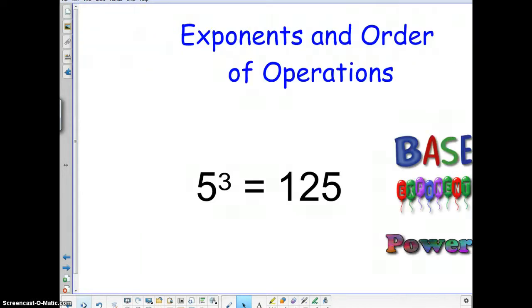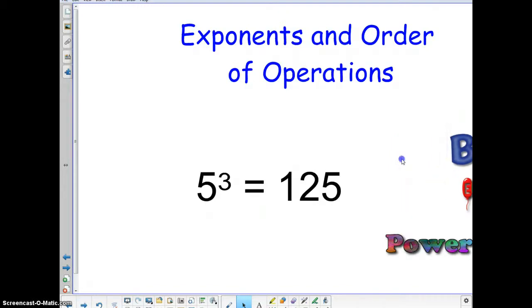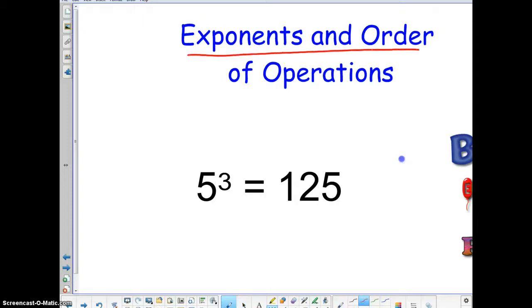Okay. So this is the first page of our notes. I'll let you record this down. So our topic for today is exponents and order of operations. Okay, we've done order of operations already this year, but without exponents. Exponents can get a little tricky. That's why we're taking a whole lesson just on exponents.